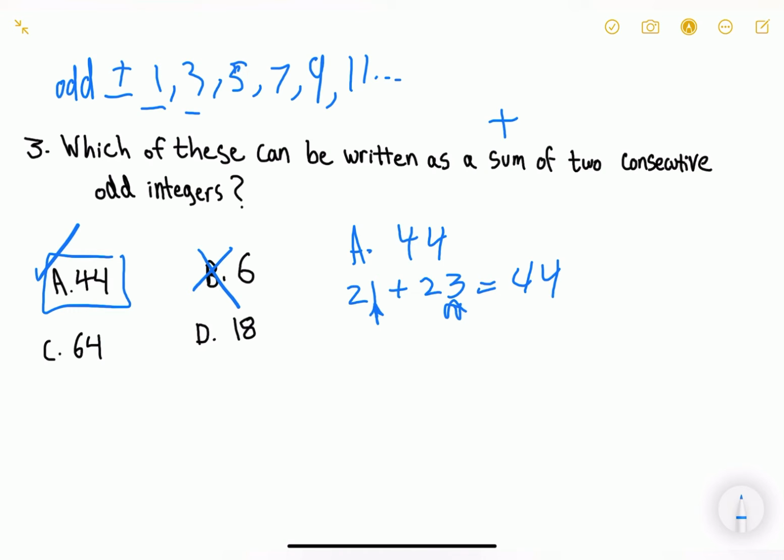64. So let's put this to the test. For C, let's try to do 31 plus 33. And 31 plus 33 equals 64. What does that mean? That means that this question has a defect and there are two correct answers.